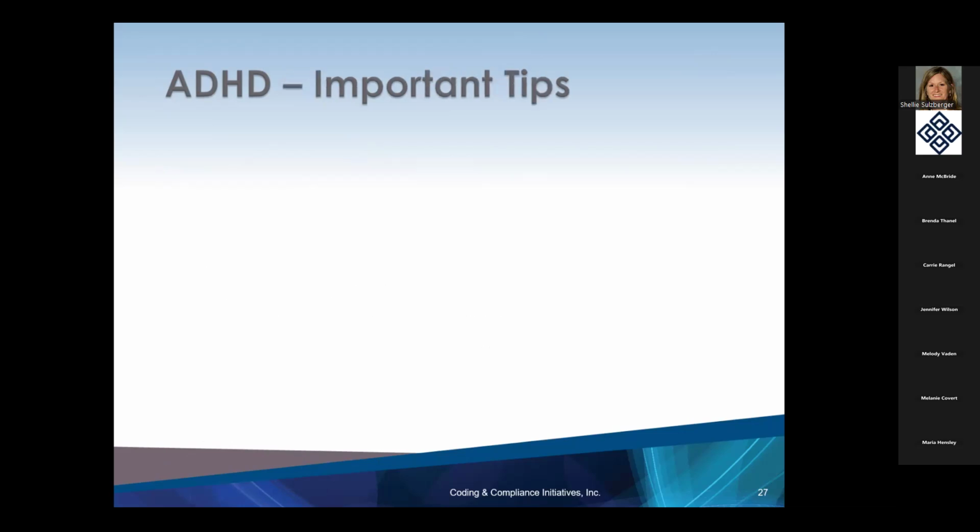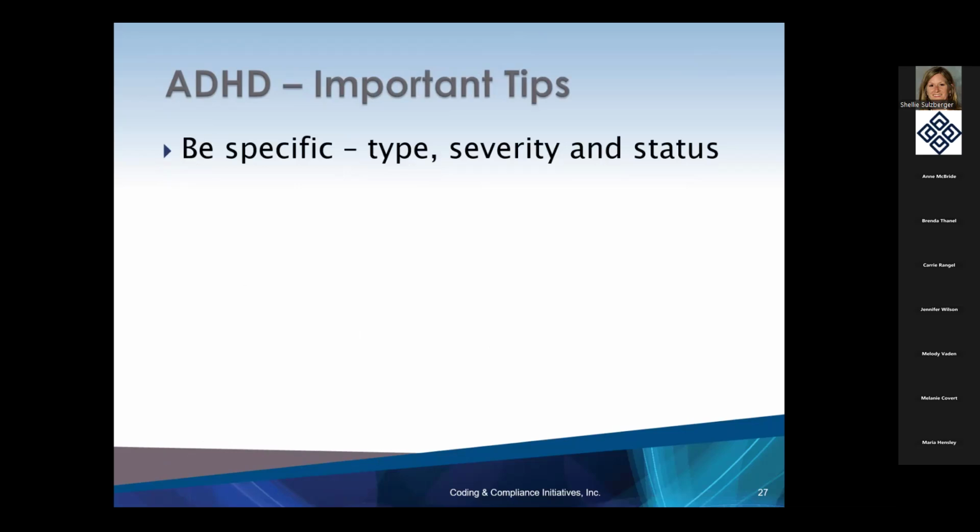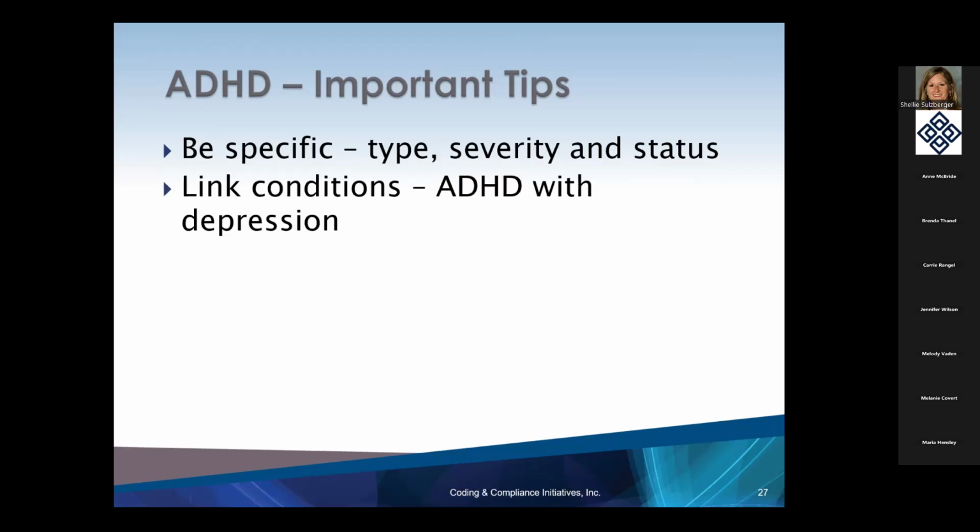So when we think about just important tips for documenting and coding, be specific. If you only know ADHD unspecified, then that's what you would code. But once you know the severity, status, and type, make sure it's clear. Make sure you link any of those underlying conditions so that we know what those underlying conditions or comorbidities are.